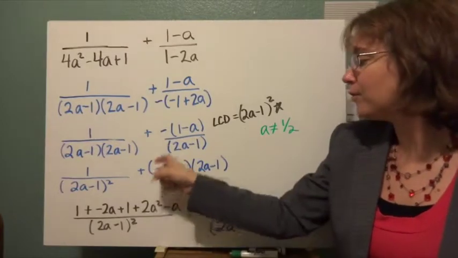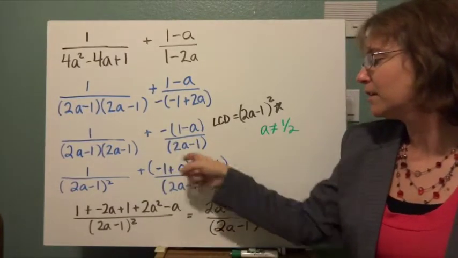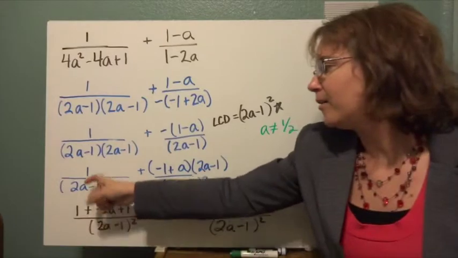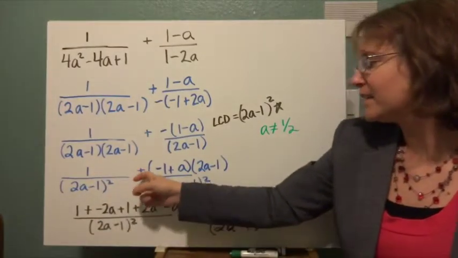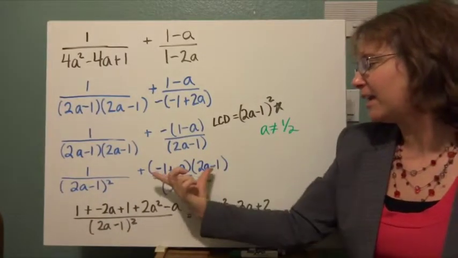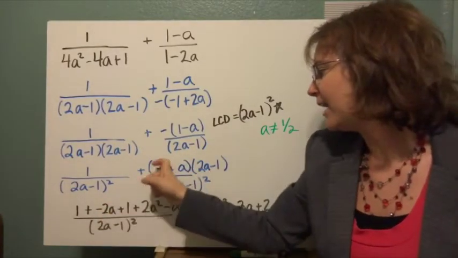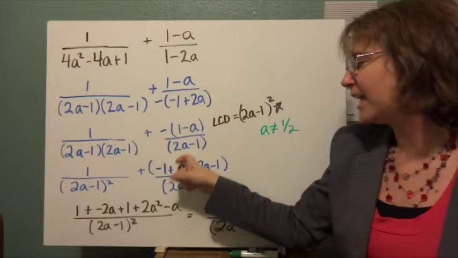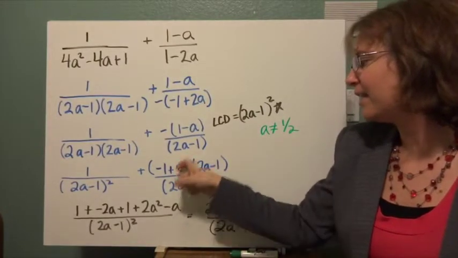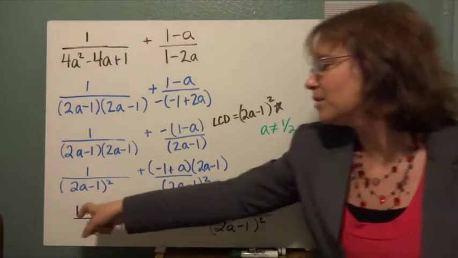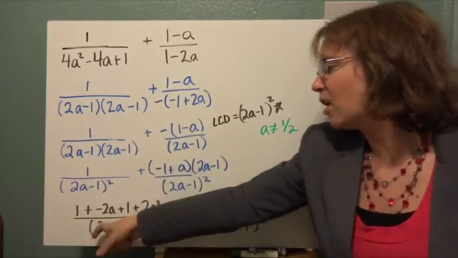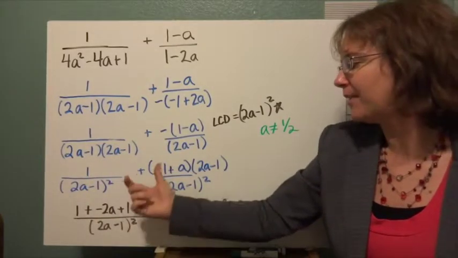And now I'm going to distribute and combine. So I have a 1 plus all of this after I distribute. So I have a negative 2a, and then I have a plus 1, and then I have a 2a squared, and then I have a minus a. So I can have both this and this all over my common denominator when I add them.